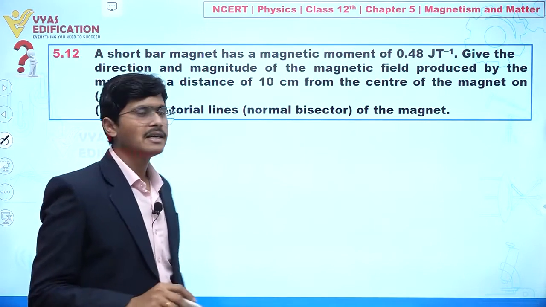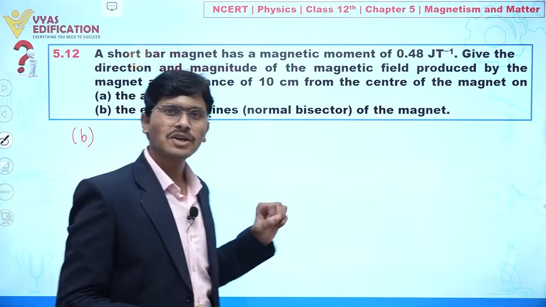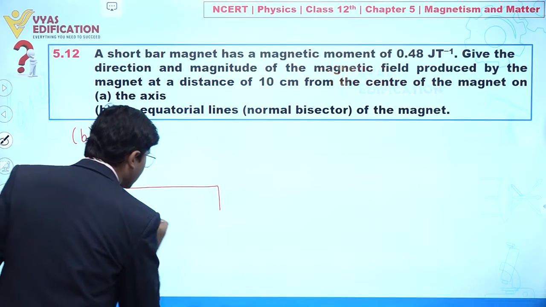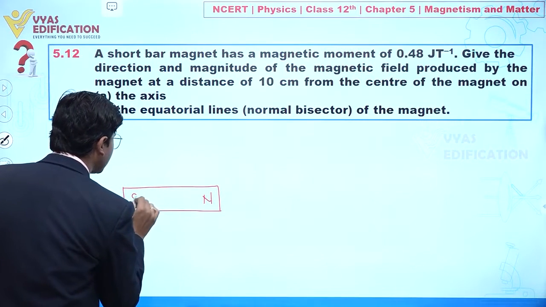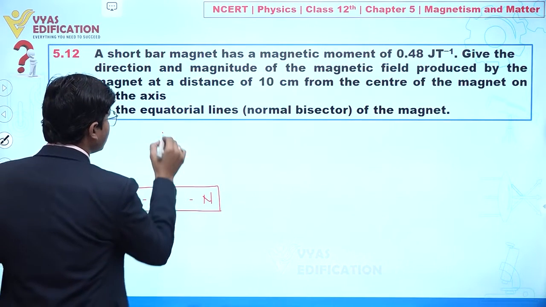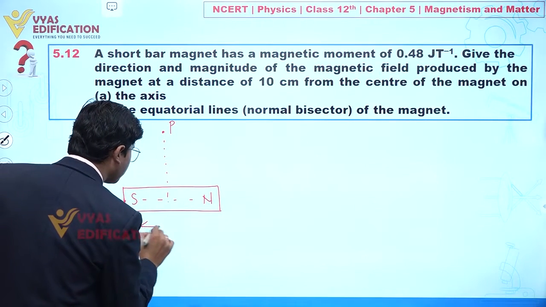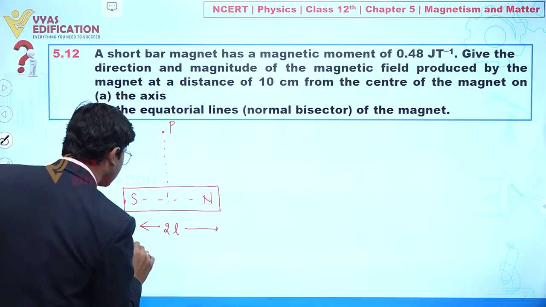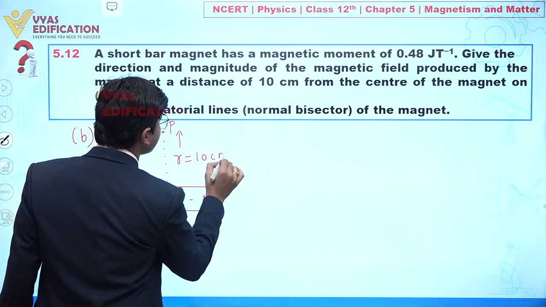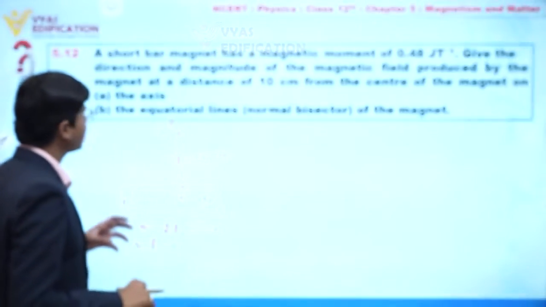Now if I am talking about part number B, we are talking about the equatorial position. Equatorial position means what? Let's suppose this is a short magnet. Clear? And let's suppose this is north, this one is south. I am taking one position, this one. Let's suppose this is point P. Clear? And let's suppose this distance is twice L, so this distance is L. Clear? And this distance is given to you, r equal to 10 centimeter. Clear? Now can we find the value of the magnetic field?